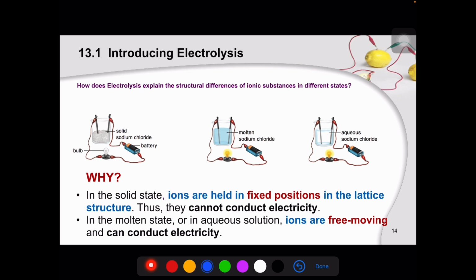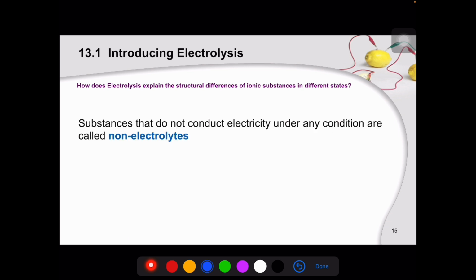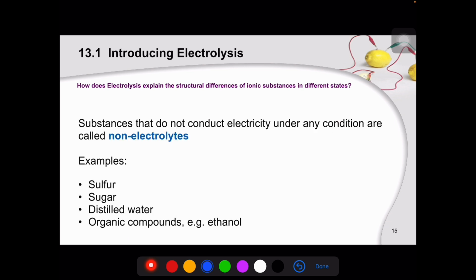But not everything in the world must be an electrolyte. There are some substances that are not able to conduct electricity regardless of the conditions, and we call them non-electrolytes. This is because they do not have any free moving ions. You see some examples over here.